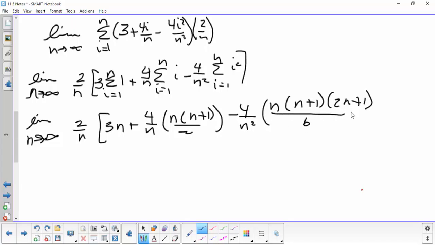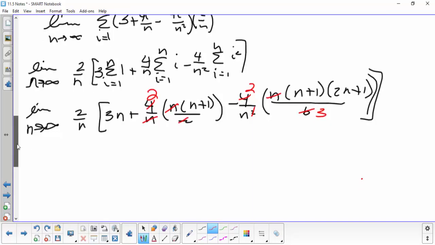Minus 4 over n squared, the formula for i squared, is n times n plus 1 times 2n plus 1 all over 6. So at this point, before I do any multiplication, I'm going to simplify as much as I can to give myself smaller numbers and fewer terms to work with. So I can cancel an n here and an n here, 2 and 4. In this set, I can change the 6 to a 3 and the 4 to a 2. I can also cancel an n here and an n down here.